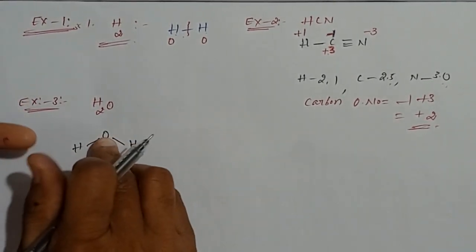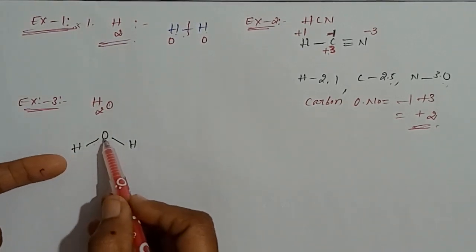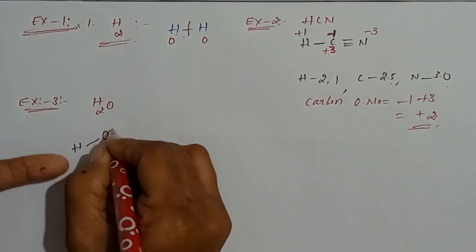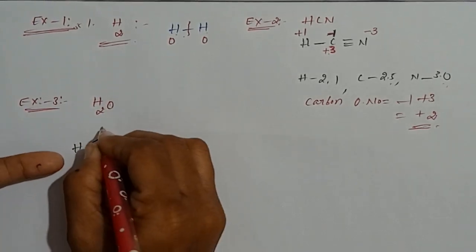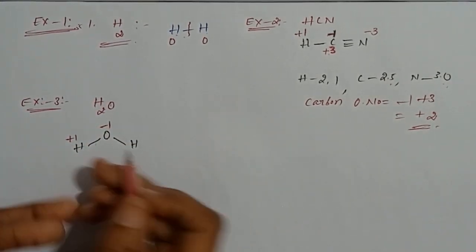Now oxygen is more electronegative. First I am taking these two elements. This bond I am taking. Oxygen is more electronegative, so this bond is moving towards its own direction. So that's why it will get -1. Hydrogen will get +1 charge. It is losing one bond.